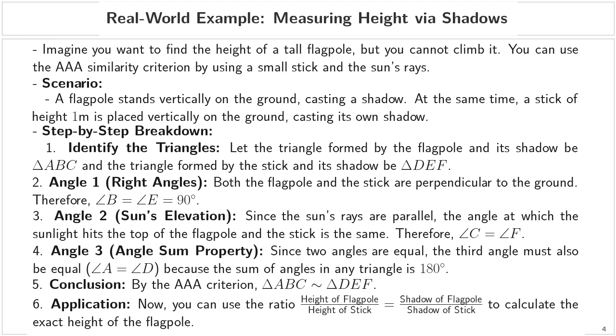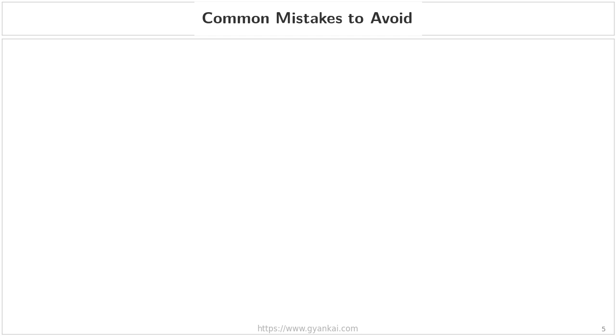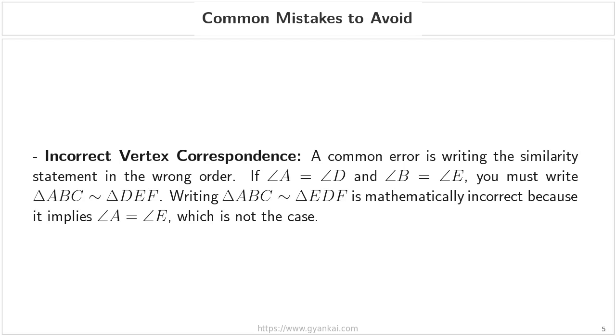But before we move on, I want to point out a few common pitfalls to watch out for so you don't lose marks on your exams. Common mistakes to avoid. Now that we have seen how powerful the AAA criterion is for solving real-world problems, I want to pause and discuss some common pitfalls. Even if you understand the concept, it is very easy to lose marks on exams by making these 3 specific mistakes. First, let's talk about incorrect vertex correspondence.